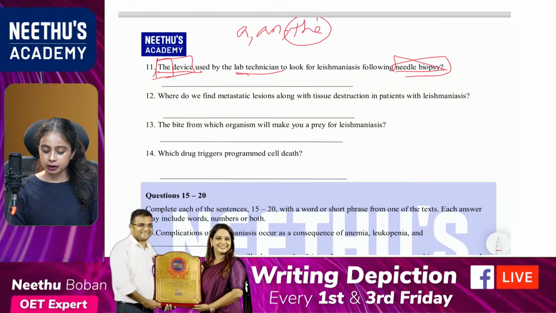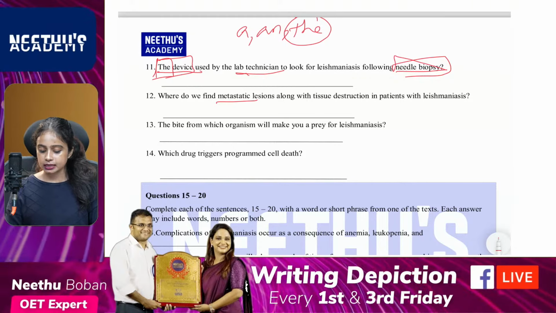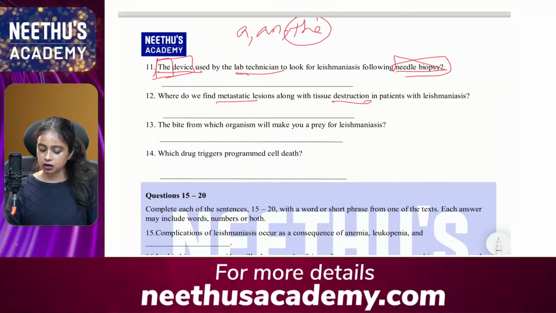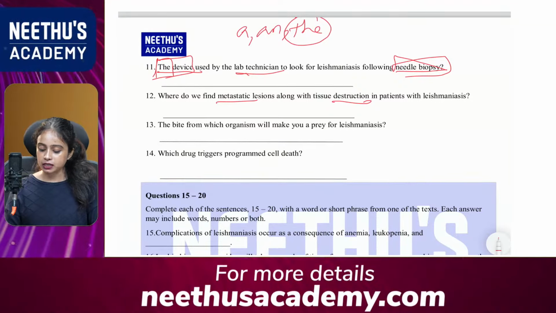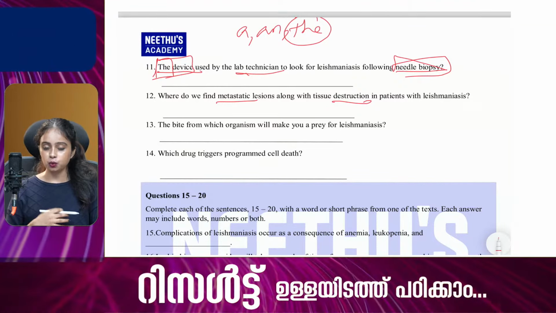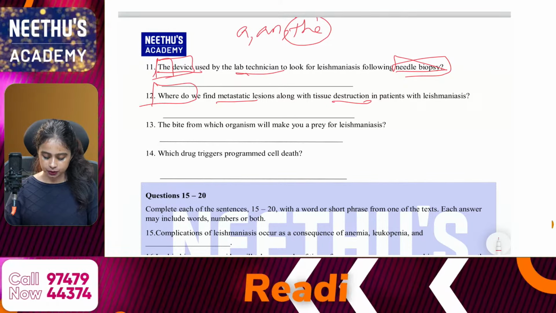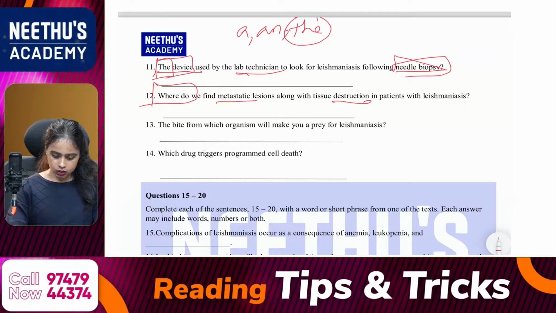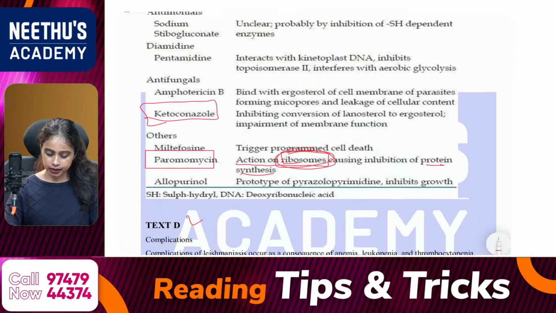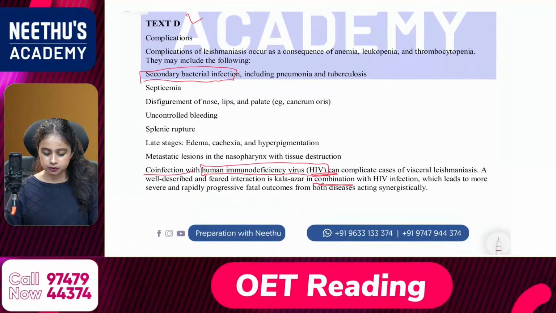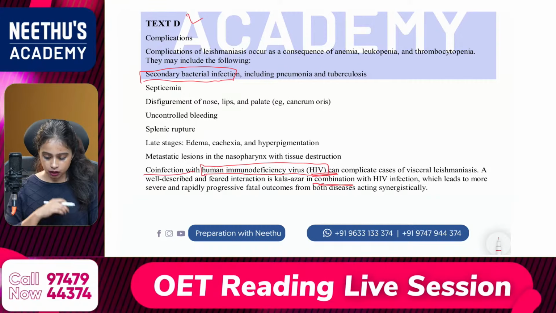Okay, then 12th one. Where do we find metastatic lesions along with tissue destruction in patients with leishmaniasis? So where do you find? Okay, 12th one. The answer should be nasopharynx, right? Yes, it is from text D. So where is it mentioned, nasopharynx?